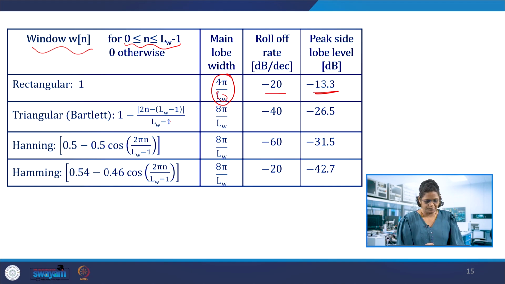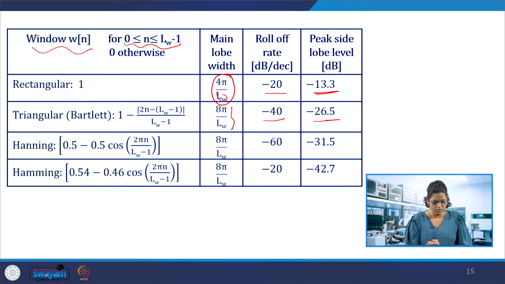So here is a triangular or Bartlett window whose main lobe is 8 pi by LW. If you change the tapering instead of straight truncation, the tapering is increasing the main lobe width to 8 pi. This 4 pi here is for the rectangular, and the triangular is 8 pi. Whereas the roll off rate is minus 40. Yes, the side lobe is quickly decaying, and the peak side lobe level is minus 26.5. Good reduction from the peak of the main lobe.